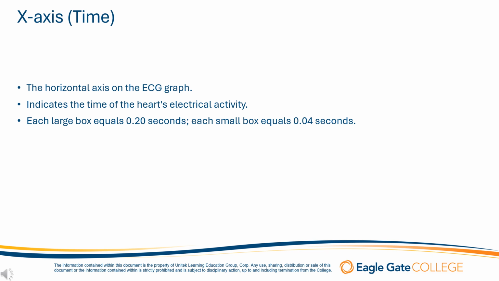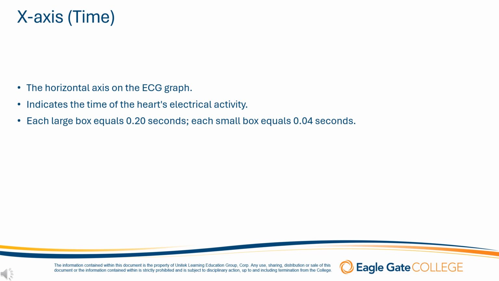The x-axis allows us to measure the intervals between different waves and complexes on the ECG. For example, the PR interval, the QRS duration, and the QT interval are all measured along this axis. These intervals provide crucial information about the conduction times and can help identify abnormalities such as blocks or delays in the electrical conduction system. On the x-axis, each large box represents 0.20 seconds. This allows us to measure the duration of longer intervals and segments. For instance, if the PR interval spans one large box, it indicates a duration of 0.2 seconds, which is within the normal range for the PR interval.